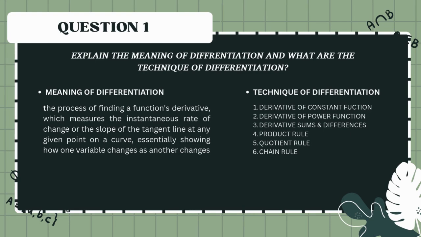First is derivative of constant function. Second, derivative of power function. Third is derivative of sum and differences. Fourth is product rule. Five is quotient rule. And six is chain rule.